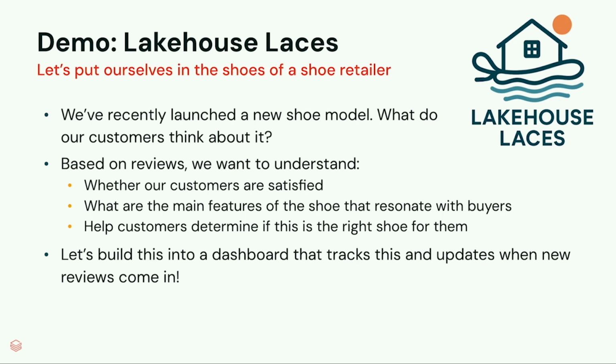So let's pretend like we've recently launched a new shoe model. We want to understand exactly what our customers are thinking about it, right? Be data obsessed with the data that we have. But like I mentioned, you have a ton of text data coming in, right? For example, you might have customer reviews, which are coming in at high scale. You obviously aren't going to go read each individual review, but you do want to generate insights from them. We want to understand what are the main things about this shoe that resonate with buyers so that we can then focus our product efforts in that direction. And then ultimately, we want to help people figure out if this is even the right product for them, right? Can we make our own product better by using Gen AI? So we're going to build this into a dashboard that tracks this and updates when reviews come in.